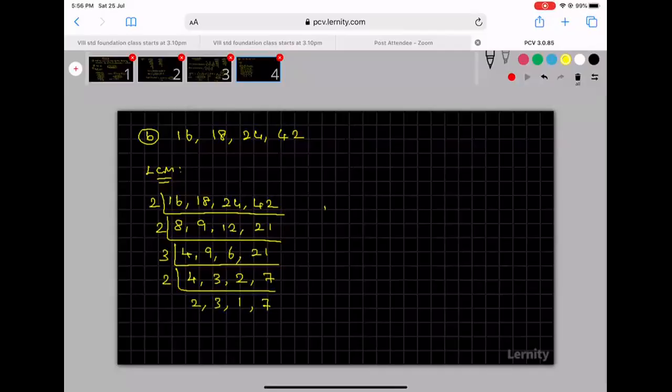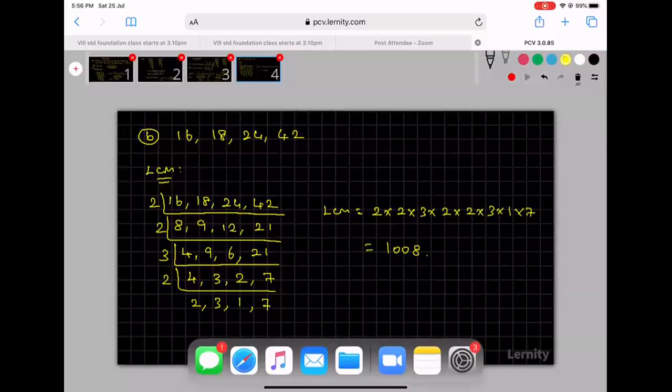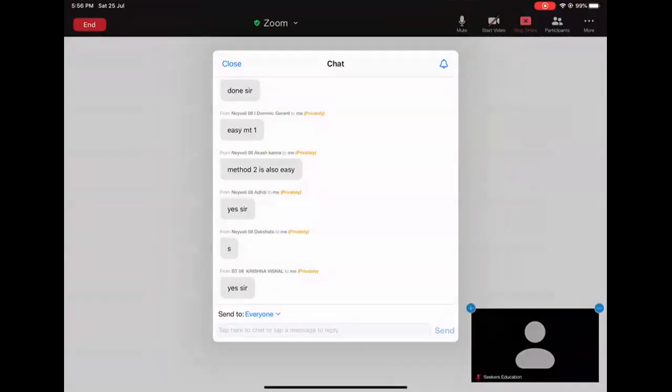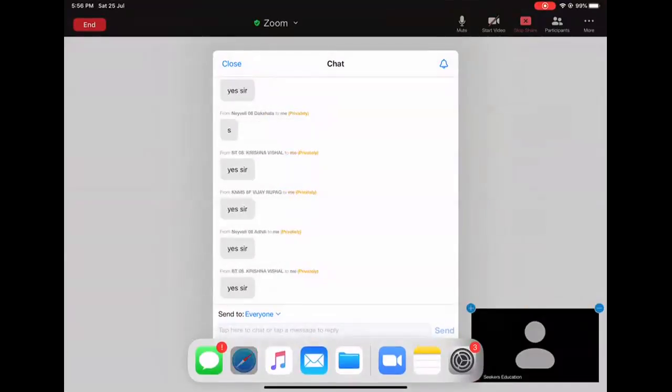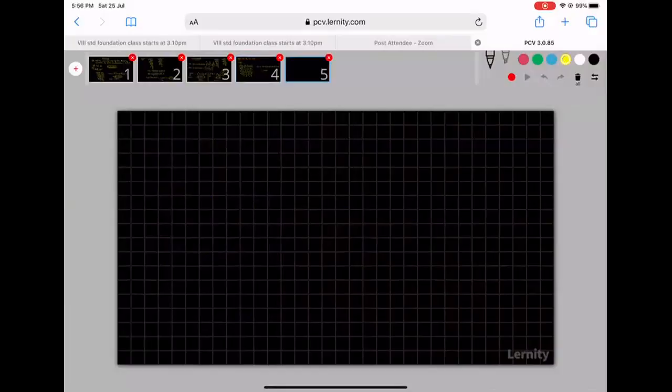So now my LCM is equal to 2 into 2 into 3 into 2 into 2 into 3 into 1 into 7. Therefore, my LCM is equal to, what is the value for LCM? Here I can get 1008. This is my LCM. Okay, I will move to the HCF. Shall I move to the next slide? Okay. Then the next slide, HCF.